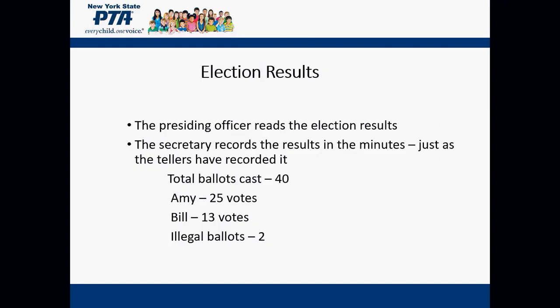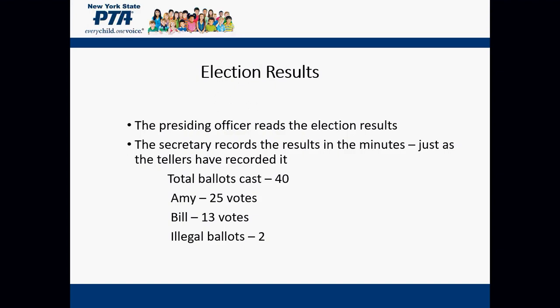So the presiding officer reads the election results. The secretary records the results in the minutes, just as the tellers have recorded it. So total ballots cast, 40. Amy had 25 votes. Bill had 13 votes. The illegal ballots were 2, so clearly Amy received a majority of the votes. She would need at least 21 to win. She had 25. So therefore, Amy would be declared the winner.